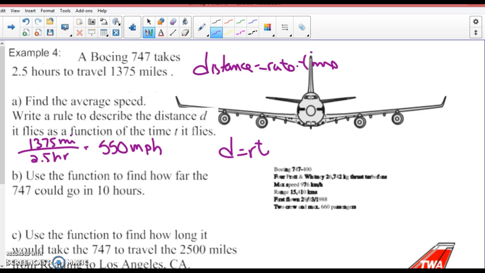All right, write the function. So our function is going to be d equals 550t. So that's our rate. Use the function to find out how far a 747 could go in 10 hours. Well, won't that be d equals 550 times 10? So the distance will be 5,500 miles.